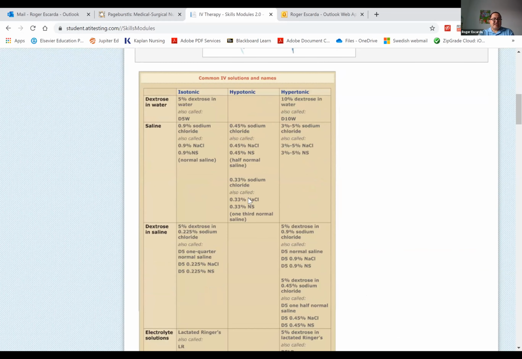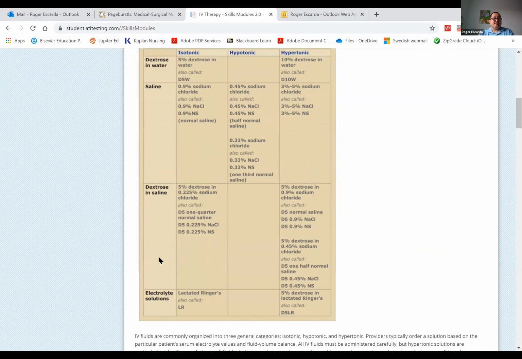Meaning these solutions here, these are the most frequent ones you'll see on a typical storage. You go into a supply room or the Pyxis room in the hospital, you're bound to see these solutions, okay, because they're floor stock. They're commonly used, so they're frequently stocked on the unit.